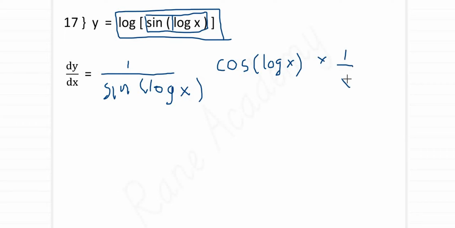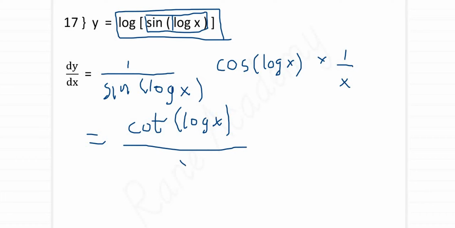Now this can be further simplified as cos of log x upon sine of log x is cot of log x. So you can write this as cot of log x upon x, and hence you get the answer. So you have to be careful. Look at the outer function, differentiate from the outermost function to the inner function, and we'll get the answer.